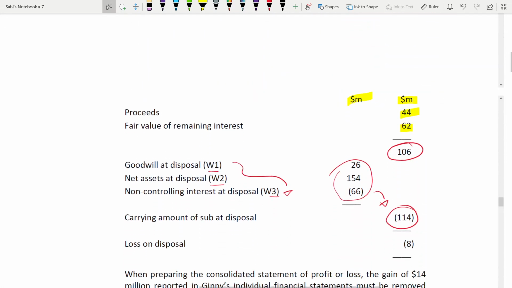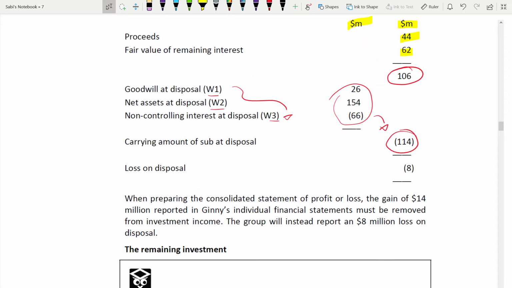If we see a loss of 8, now, next what do you have to do? They told the impact on the consolidated statement of profit or loss and other comprehensive income. So, when preparing the consolidated statement of profit or loss, the gain of 14 million reported in Guinness individual financial statements must be removed from investment income. That 14 million gain, because it's a loss.